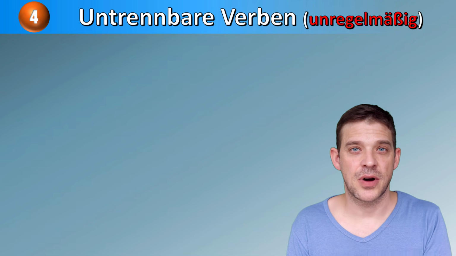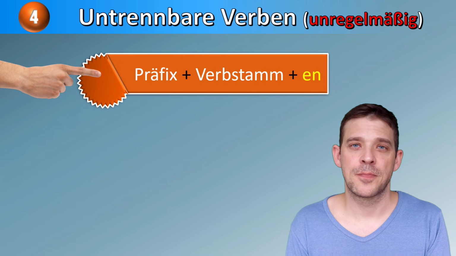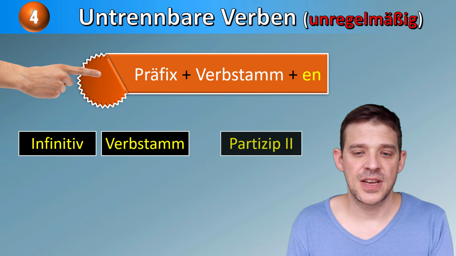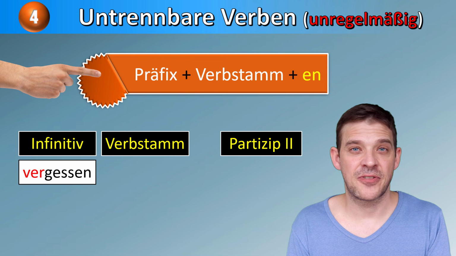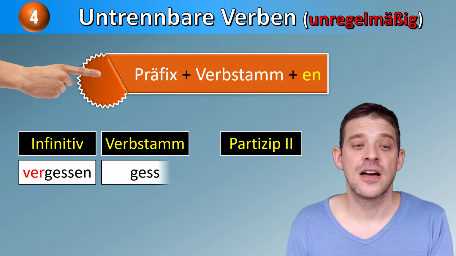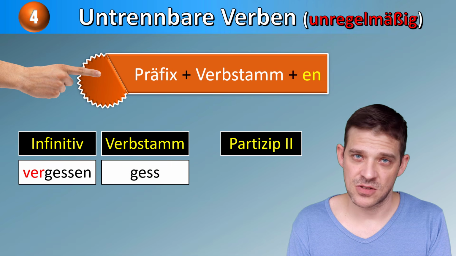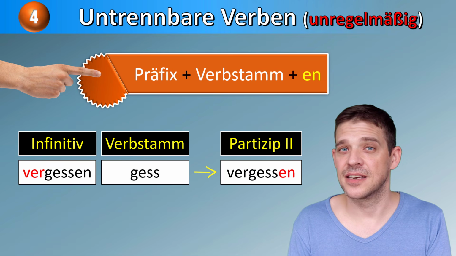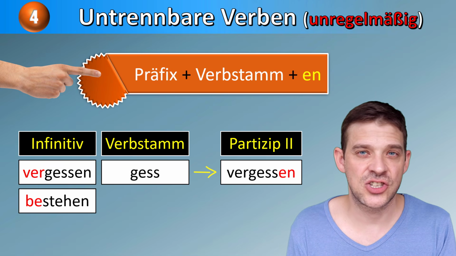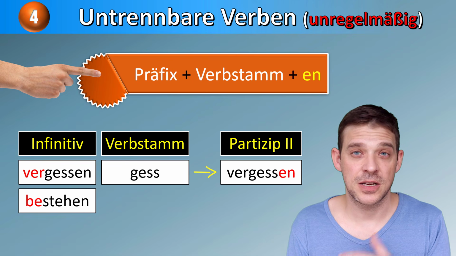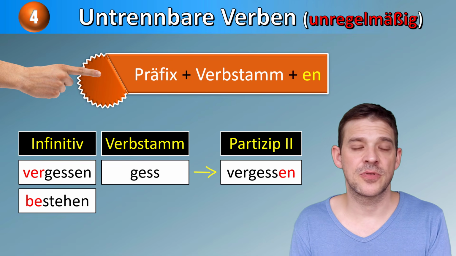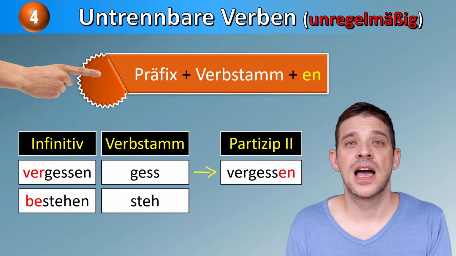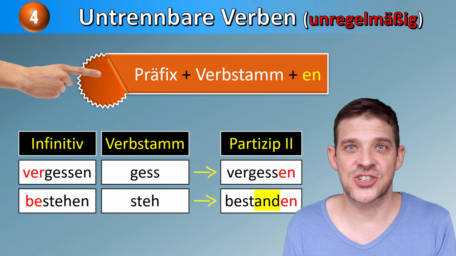Nummer 4, untrennbare Verben, also for irregular verbs. Die Regel ist Präfix plus Verbstamm plus en. Infinitiv zum Beispiel vergessen, to forget. Verbstamm: guess. So das Partizip ist vergessen. Oder bestehen. Bestehen heißt zum Beispiel to pass something, if it comes together with exam. Steh ist der Verbstamm. Partizip ist bestehen. Nein, it's bestanden.